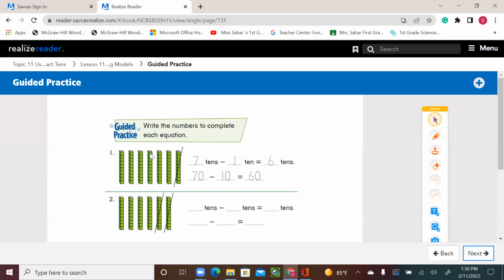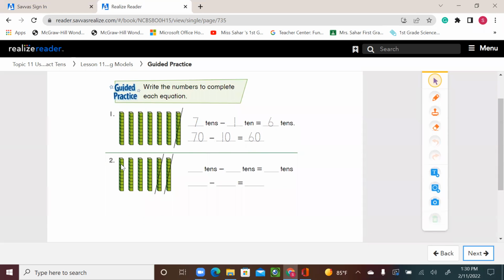1, 2, 3, 4, 5, 6, 7. 7 tens minus 1 ten. I know 7 tens means 70 because I have 10, 20, 30, 40, 50, 60, 70. So my total 70 take away or minus 10 equals. So if we practice what we just learned, that 5 take away 1 equals 4, that means 5 tens take away 1 ten equals 40. So I can easily answer that 7 take away 1 equals 6 tens. So 70 minus 10 equals 60.